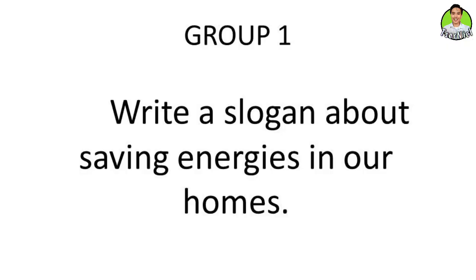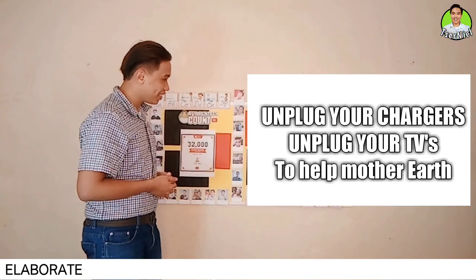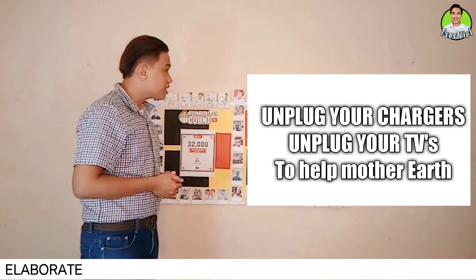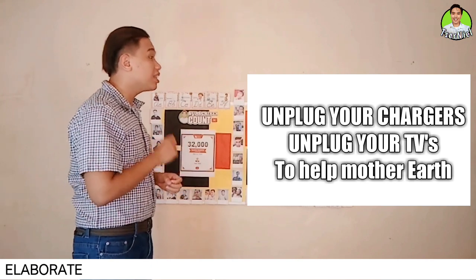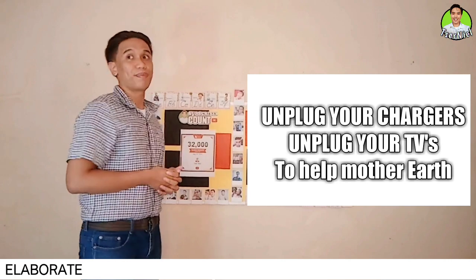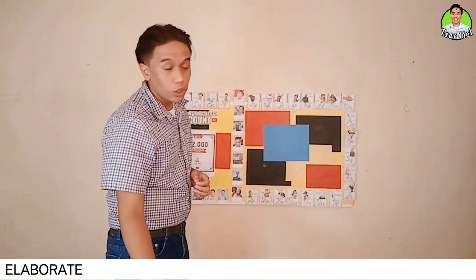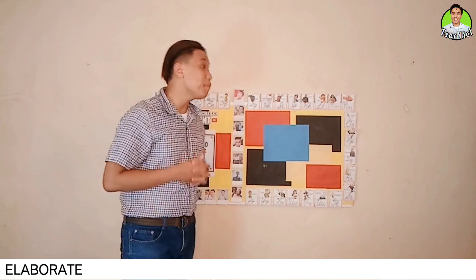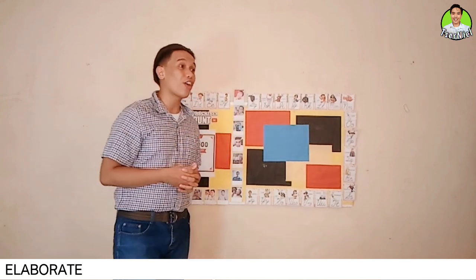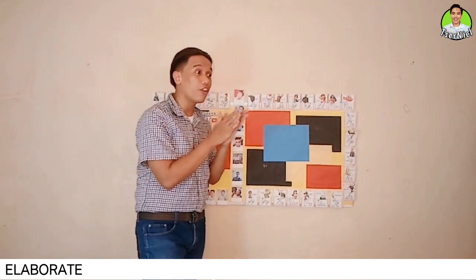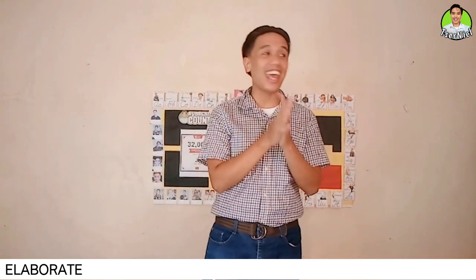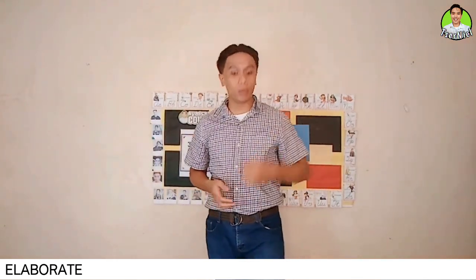For Group 1, they will have to write a slogan on how to save energies at home. Let us see your work. Yes, the slogan says, unplug the chargers, unplug the TVs to help Mother Earth. Now, for Group 1, I will give them 10 points. 5 for theme and 5 for cooperation. Let us give Group 1 10 claps. 1, 2, 3, 4, 5, 6, 7, 8, 9, 10. Excellent. Let us have Group 2.